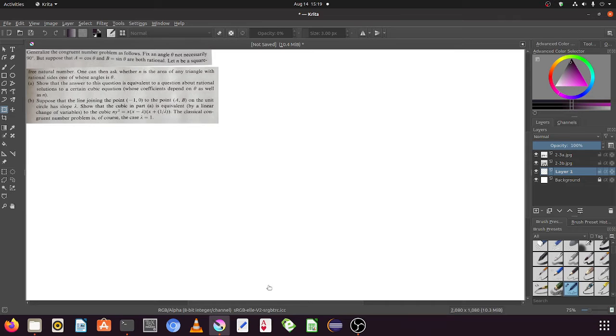So, we have a triangle with sides x, y, z and an angle theta, so that cosine and sine theta are rational numbers. And the question is the same, whether we can get some square-free integer as area of this triangle provided x, y, and z are rational.